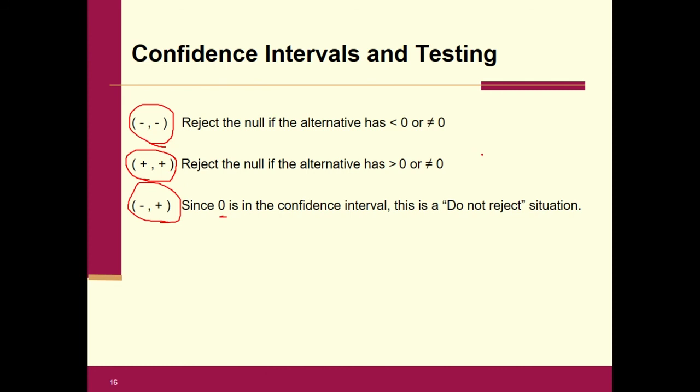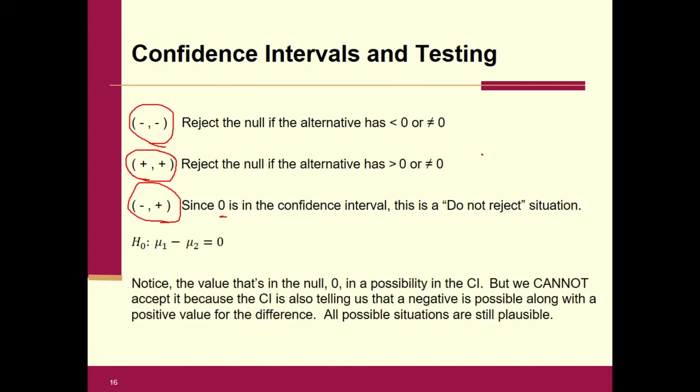Remember that the confidence interval has a 0 in it. If the null has a 0 in it, that's basically saying that's a possibility, but we're not saying to accept it. I keep saying the same thing over and over just to make sure you get it. Notice that the value in the null is 0. It is a possibility in the confidence interval, but we cannot accept it because the confidence interval is also telling us that a negative is possible along with a positive value for the difference. So all possible situations are still very plausible at this point.